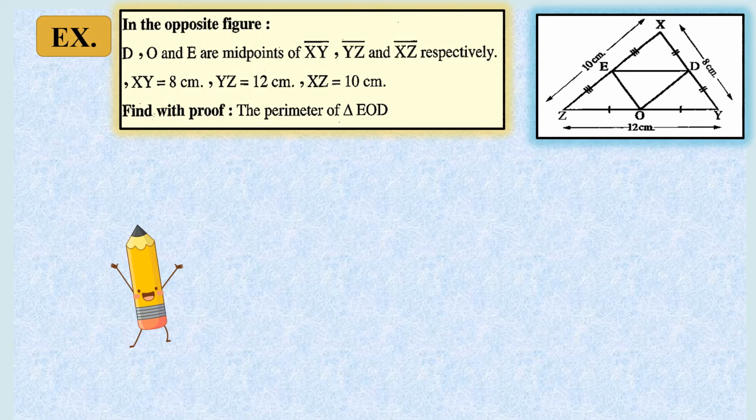Okay, another example in the opposite figure. D, O, and E are midpoints of XY, YZ, and XZ. XY equals 8 centimeters, YZ equals 12, and XZ equals 10 centimeters. Find with the proof the perimeter of the triangle EOD.